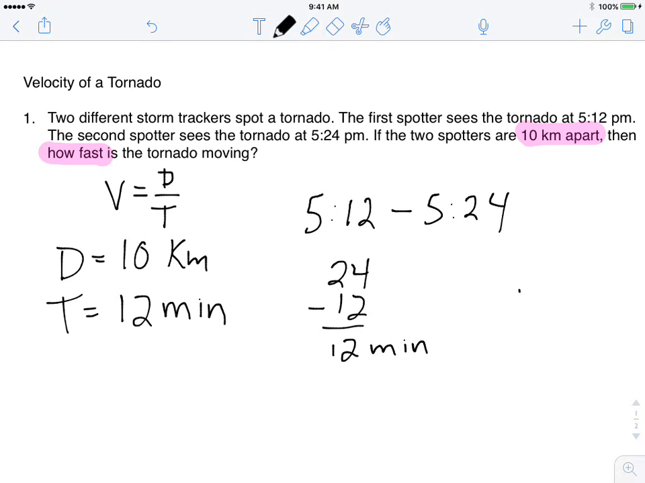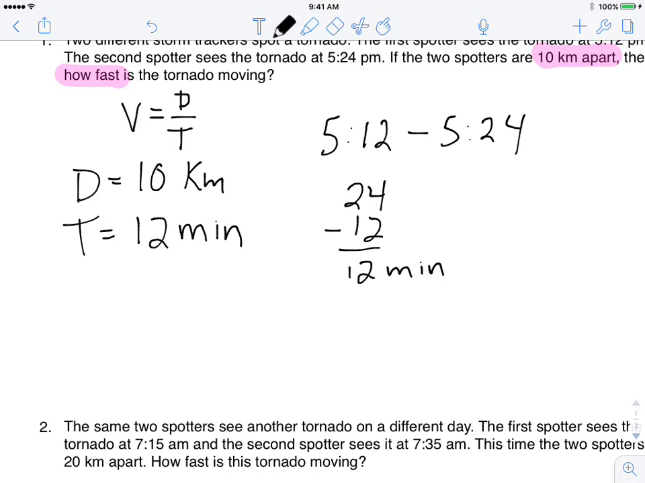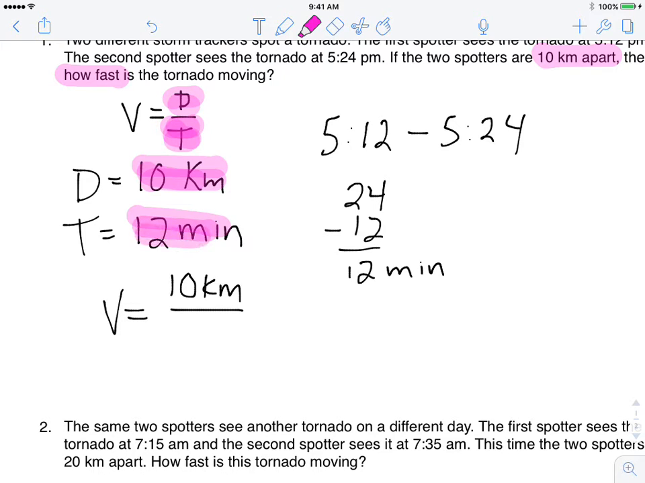So now all I really need to do, guys, is just plug in. So I'm going to take my velocity equals distance over time. So velocity equals, and normally I would put distance on top. So the distance is this, so that's going to go on top, 10 kilometers, divided by, and then I know that the time goes on bottom. So this is the time, and if it goes on bottom, that means that I'm going to put 12 minutes down here on the bottom.